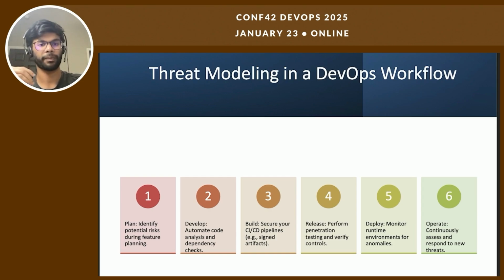Next, development. A possible way to automate that is with the bunch of code analysis and dependency check tools that are available. The two places where we can integrate that are both in local development, where they come as extensions to our IDE, as well as in the build itself inside the CI/CD pipeline.